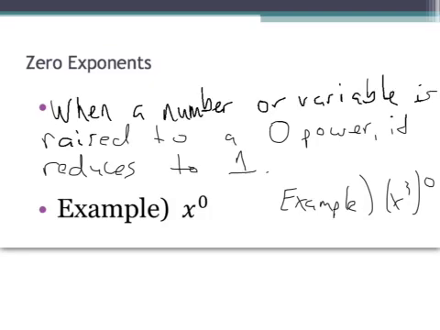Zero exponents: when a number or variable is raised to a 0 power, meaning there's 0 of them, it reduces to 1. So anytime a number is raised to the 0 power, it always reduces to just 1. X to the 0 power in simplified form is just 1.